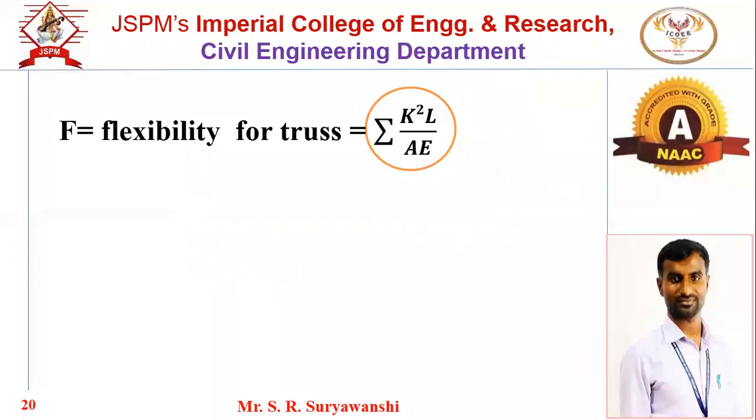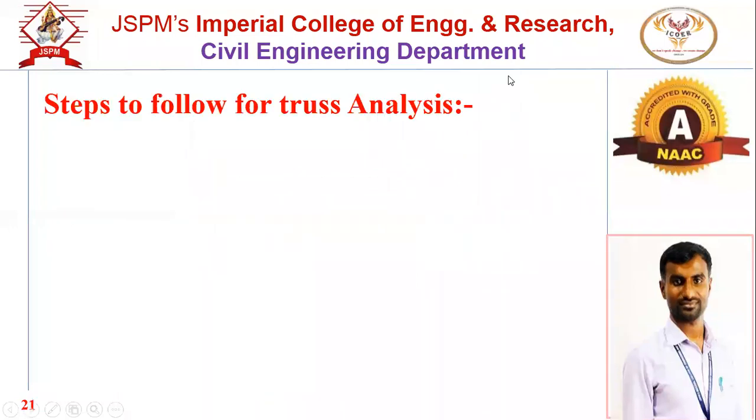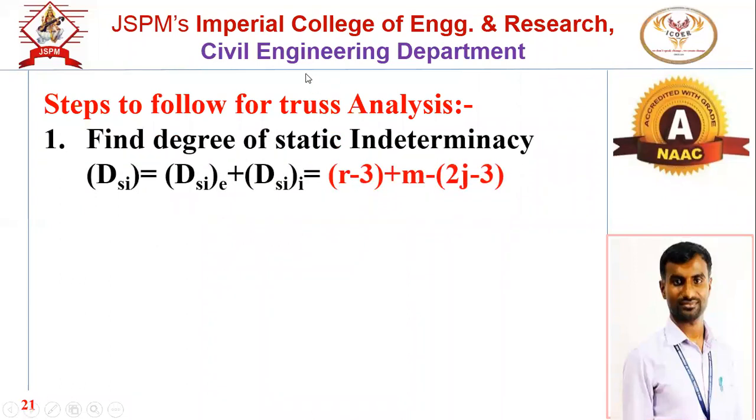Now we will discuss the step-by-step procedure, and Q is the unknown that we have to find out using this flexibility method. Now step number 1. So note down the things now. Steps to follow for truss analysis. If there is a numerical based on the truss, the same steps we have to follow.